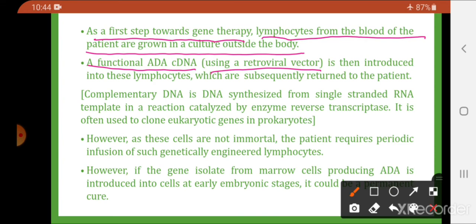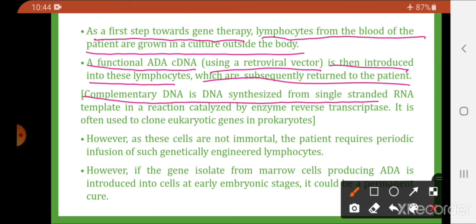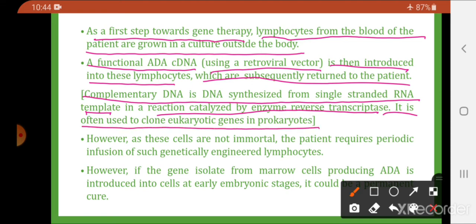Retroviruses, disarmed retroviruses. It is then introduced into these lymphocytes which are subsequently returned to the patient. Complementary DNA is a DNA synthesized from the single-stranded RNA template in a reaction catalyzed by the enzyme reverse transcriptase. It is often used to clone the eukaryotic genes in the prokaryotes.